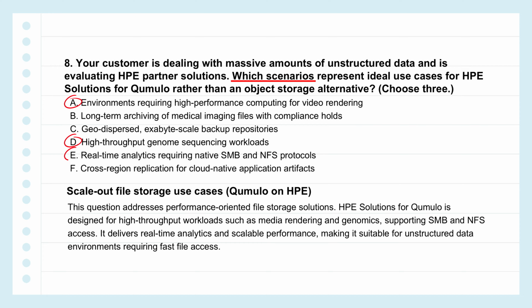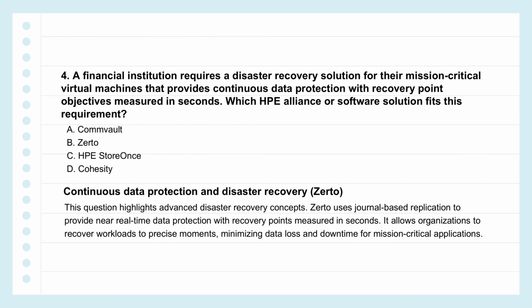So how do we eliminate the other choices based on that? Well, because the prompt asks what is better suited for Qumulo rather than object storage, we eliminate B, C, and F. Long-term archiving, exabyte-scale backup repositories, and cloud-native artifacts don't need real-time file locking. They just need to be stored cheaply and permanently, making them textbook use cases for object storage instead. Makes sense. And speaking of backups and protecting your enterprise, let's look at question 4.